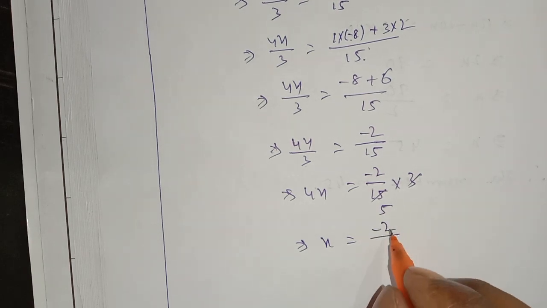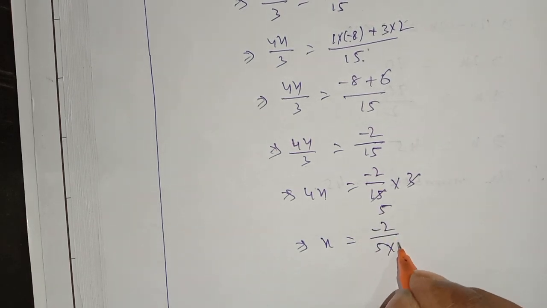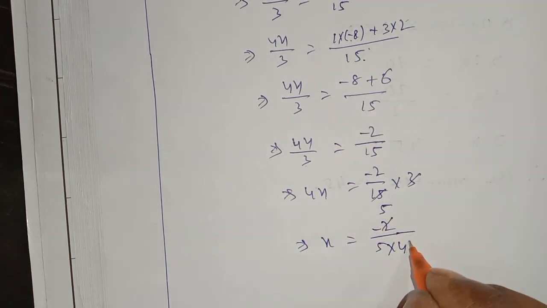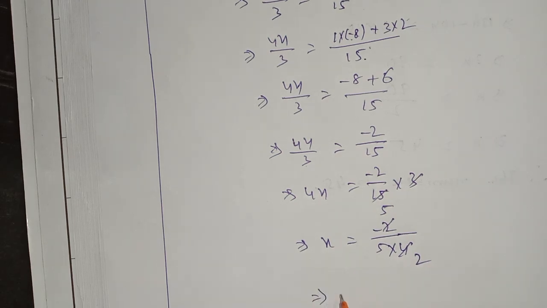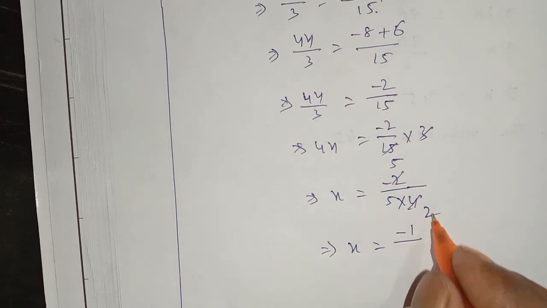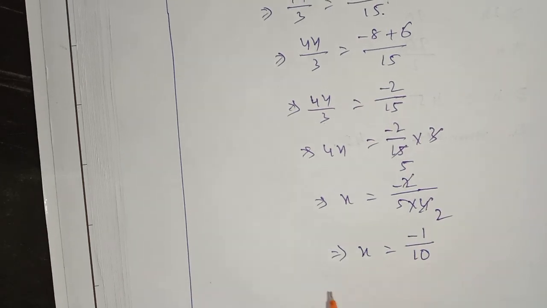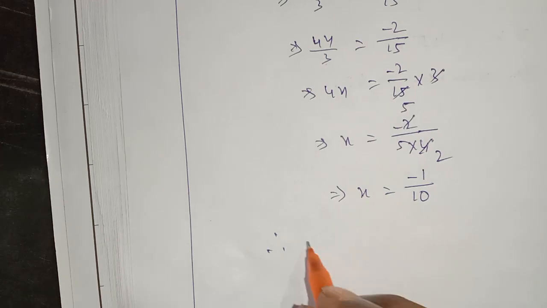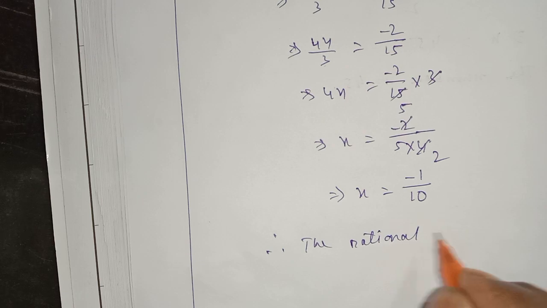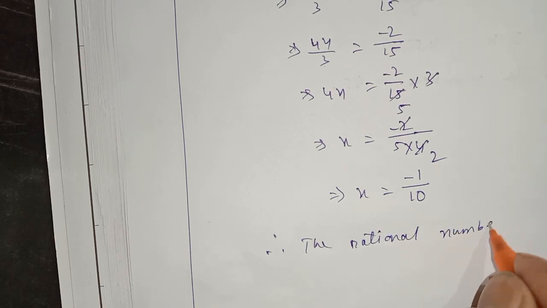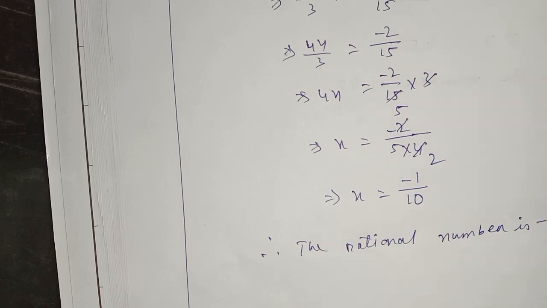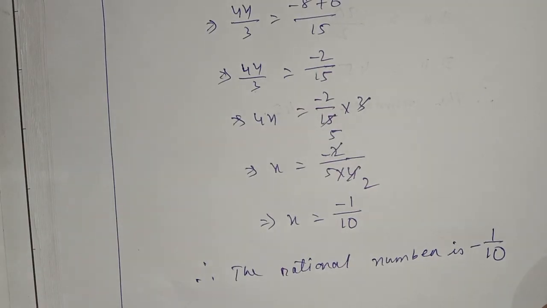Minus 2 by 5 into 4, because this is into, then this will become divide, then 2 one time, 2 times, then what will remain? x equals minus 1 by 2 5 is 10. Okay, therefore the rational number is minus 1 by 10. Okay, this is our answer.